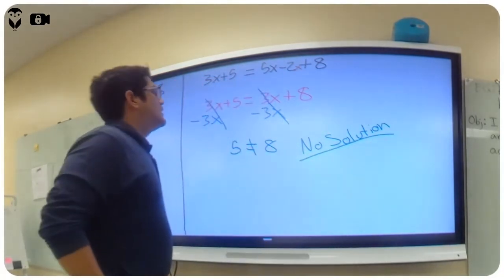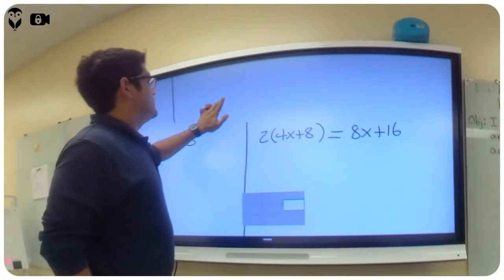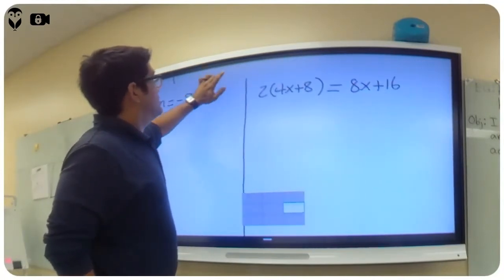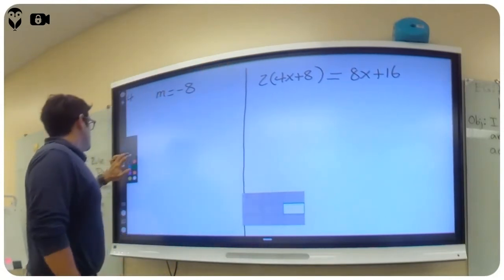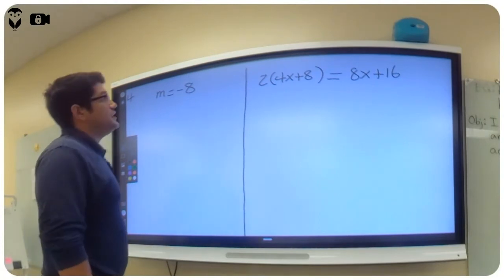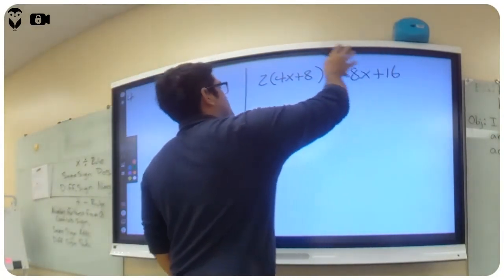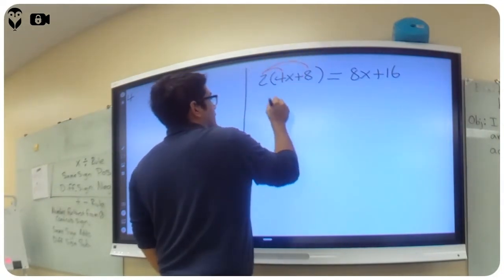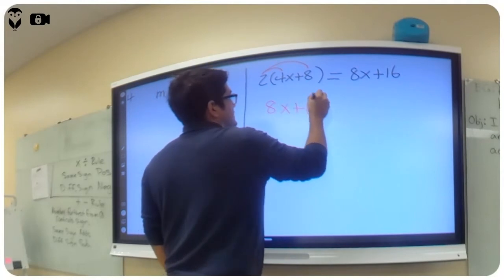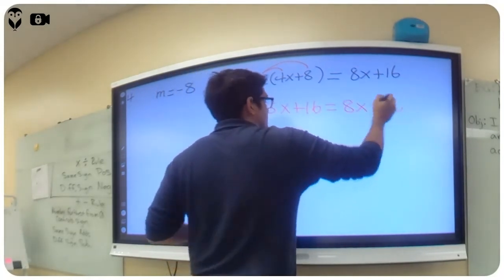Okay? Next one is this one here. Let's see if I can get to it. Come on board. Be friendly. Okay, there we go. So this one is another scenario. Here, this side is already consolidated. Now I'm going to consolidate this side. So we're going to distribute, and we're left with 8x plus 16 equals 8x plus 16.